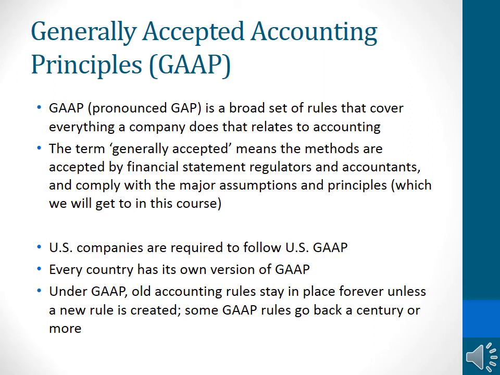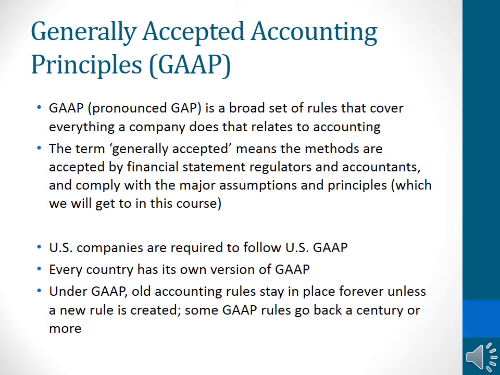The group of accounting rules that are followed in the United States are called Generally Accepted Accounting Principles. We say GAAP. This is the broad set of rules that cover everything a company does that relates to accounting. The term generally accepted means the methods are accepted by the financial statement regulators and accountants alike.